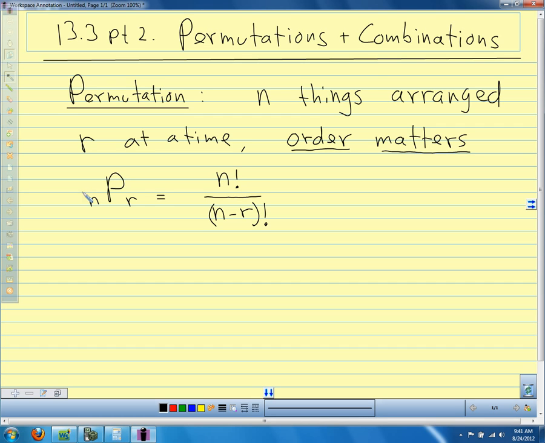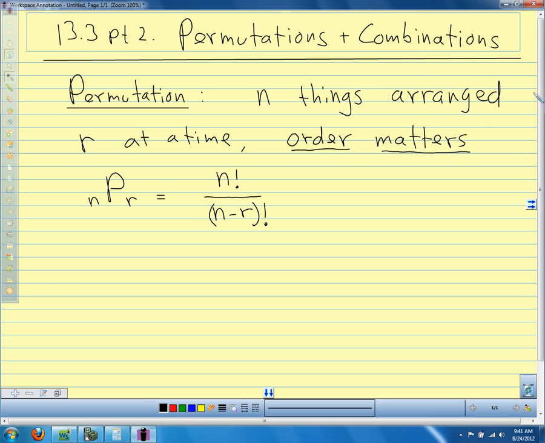If we're talking about 10 people in a competition and we're looking at first, second, and third, a different arrangement of people in first, second, and third place is different. So that's where order matters. Even though it's the same 3 people, it's a different arrangement of first, second, and third, so order would matter in those 2 situations. So permutations, the order of the arrangement matters. The order of the arrangement makes a difference to whatever it is that we're looking at.